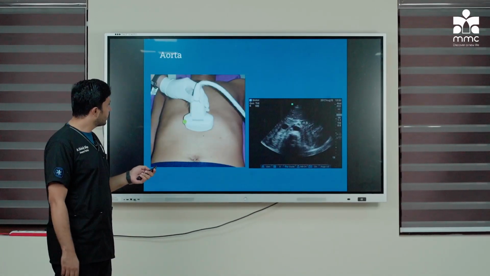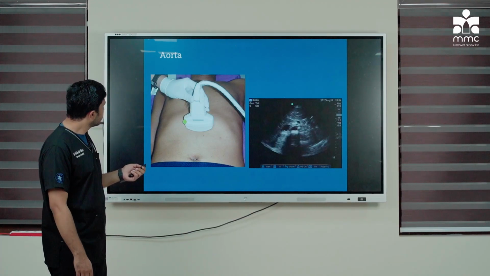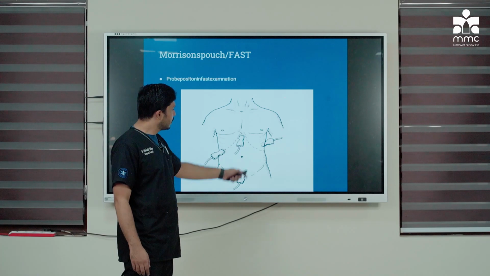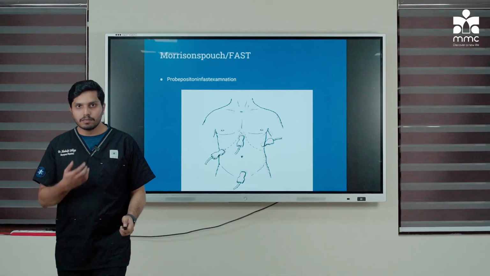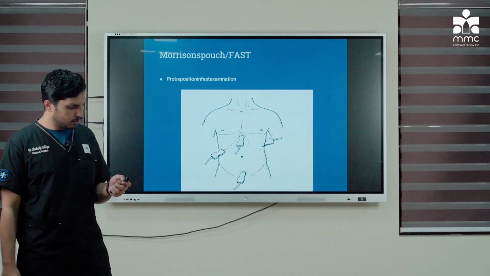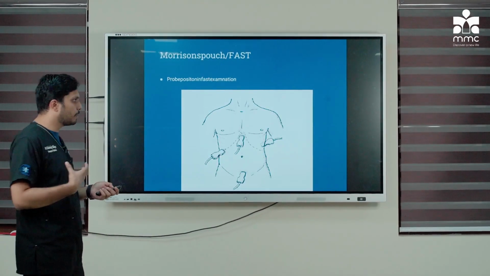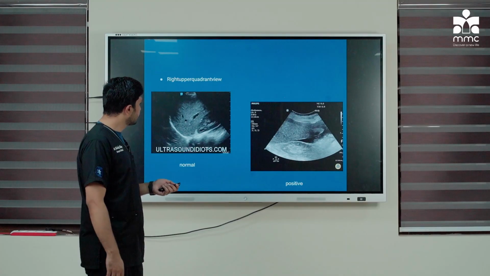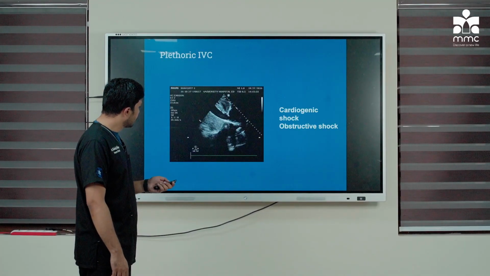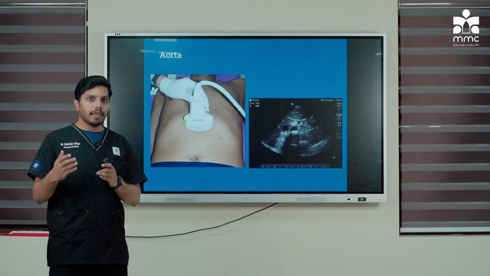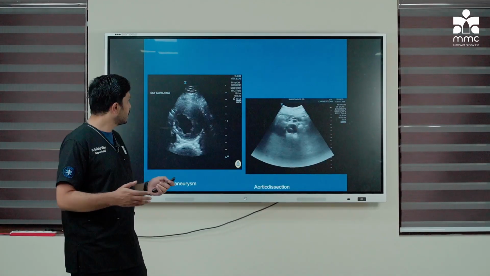So another area we are supposed to look at on the FAST examination is the subxiphoid view. We already discussed it with the cardiac views, where we are supposed to look for any fluid in the heart or fluid in the pericardial region. So now H, I, M we already discussed, and A and P are remaining.